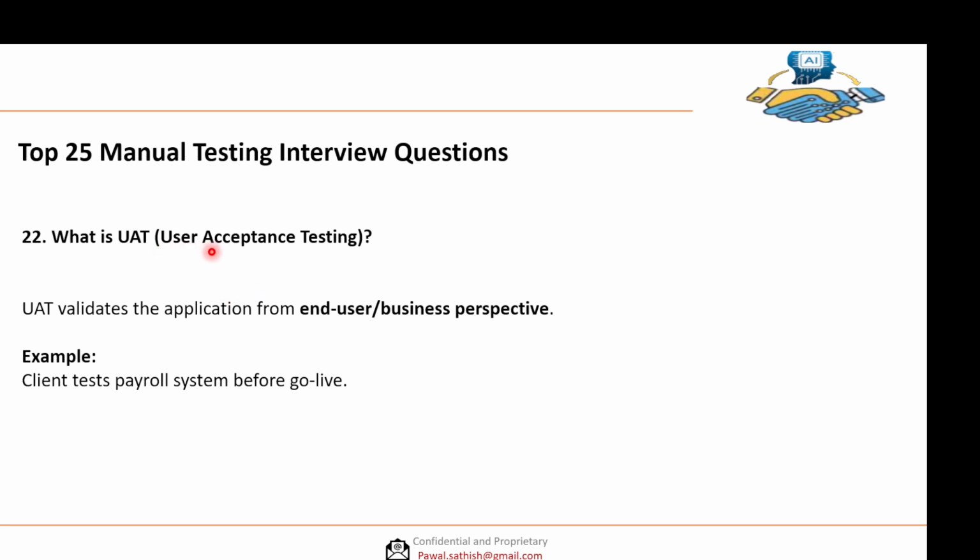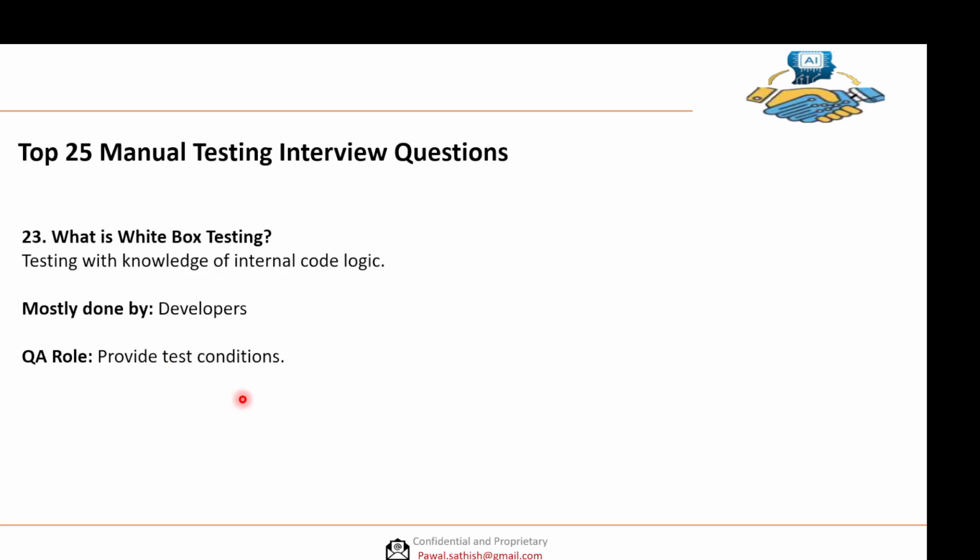And what is UAT? UAT is nothing but user acceptance testing. Typically it's done by the end user or from the business perspective. For example, the client tests the payroll system before it goes live. What is white box testing? Testing with knowledge of the internal code logic. It's usually done by the development team. As a part of QA, we provide the conditions to the dev team, and the dev team performs the white box testing.